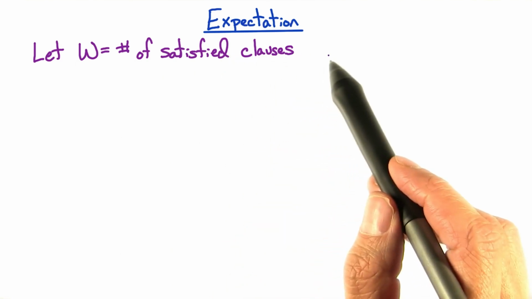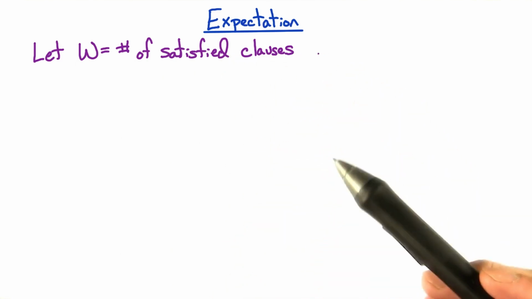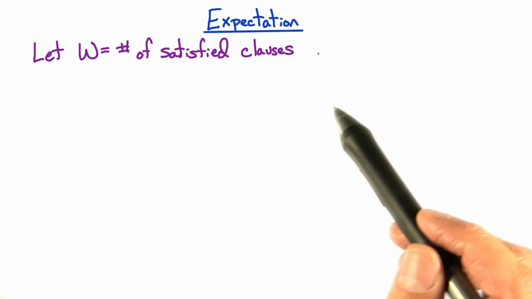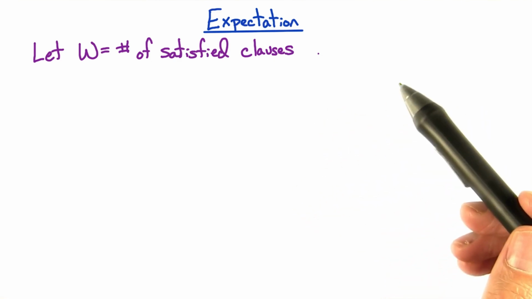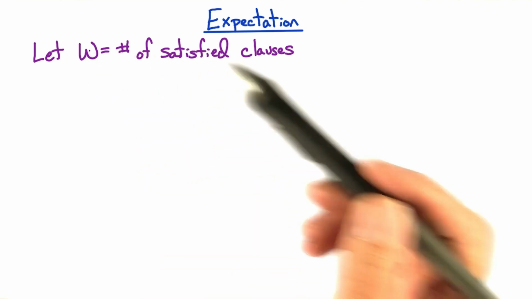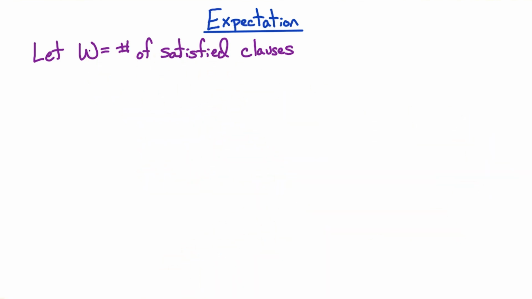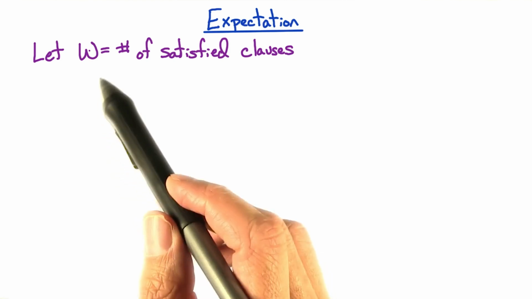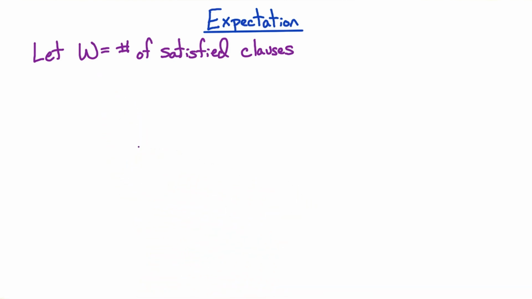This is in the random assignment, the assignment produced by solving the LP and doing randomized rounding. Since the assignment is random, capital W is a random variable. So we're going to look at its expectation. Now, to simplify the analysis of the expectation, we're going to do a clause-by-clause analysis.